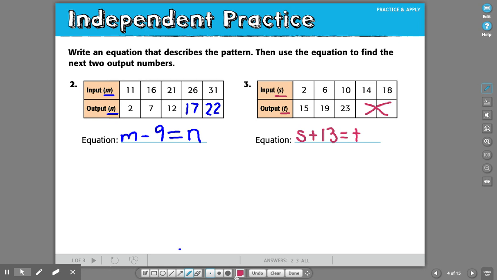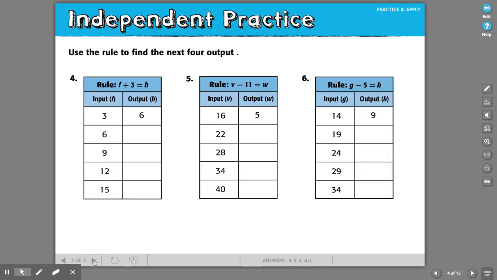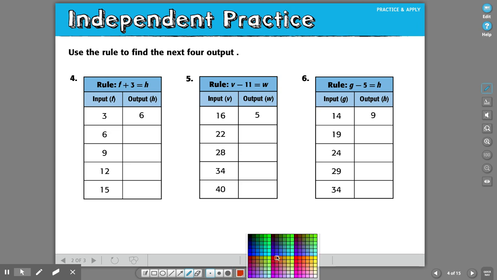All right, let's look at one more. We're going to look at number 4. Sometimes they make charts that go up and down. That's okay. And check out this one. They even told us what the rule is. So let's look. We put F in. What's our rule? We're going to add 3, and we're going to get H back out. This is an easy one.